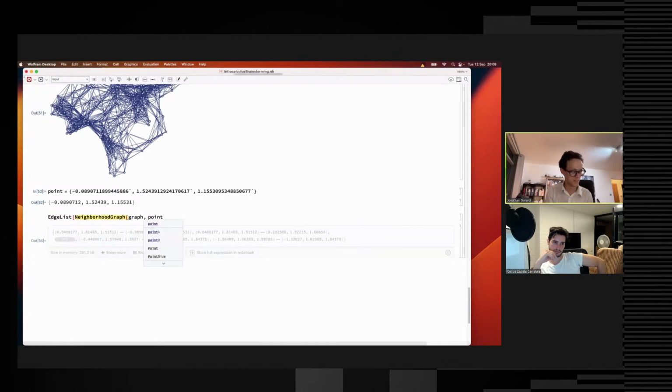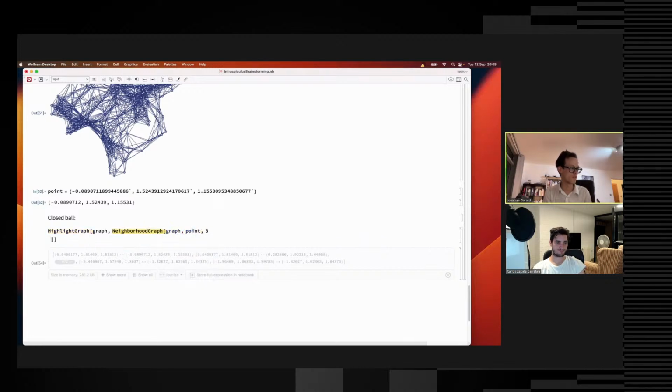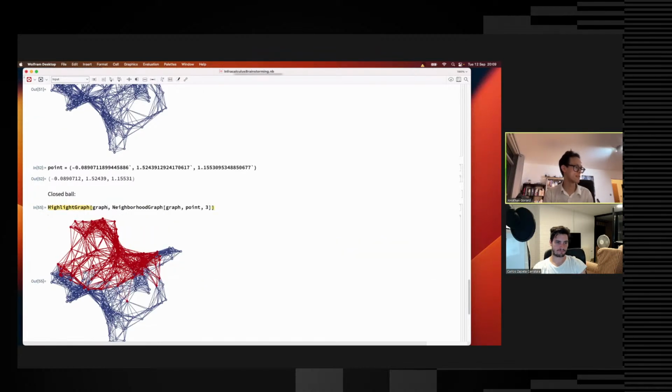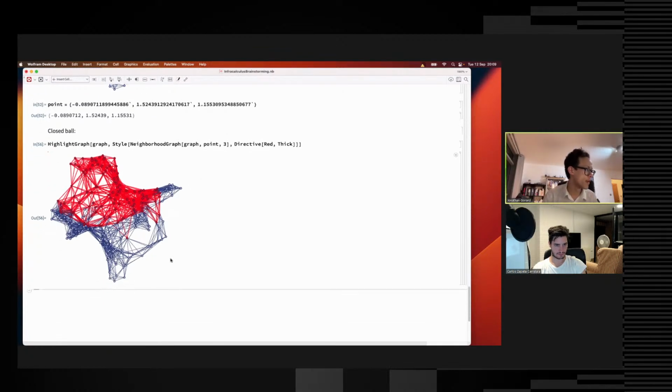Let's first start with the closed case. So this is a closed ball, and we just do what we did above: highlight graph, neighborhood graph 0.3, and we style that somehow. Okay. But now what we could do instead is treat the case of an open ball.